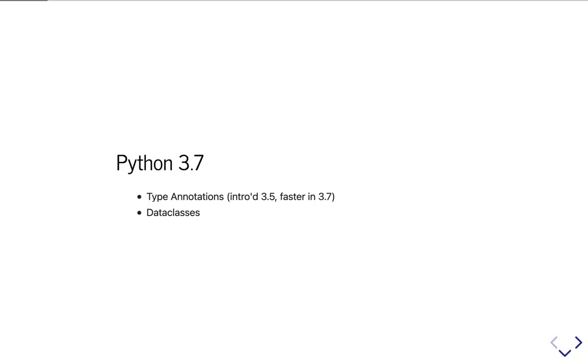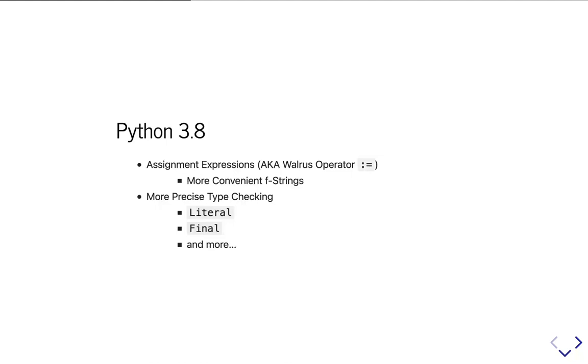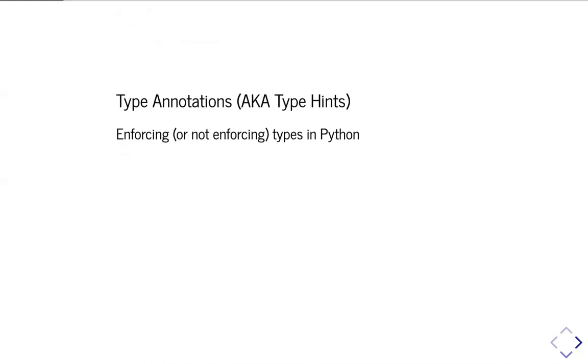So in Python 3.7, this is probably what a lot of you are using. It introduced faster type annotations, and I'll get into those, but these were introduced back in 3.5. They were made faster in 3.7. I thought them important enough to include just because I think they're useful. And then data classes, we'll talk about that. So for type annotations, these are also called type hints, and they're for enforcing or not enforcing types in Python.